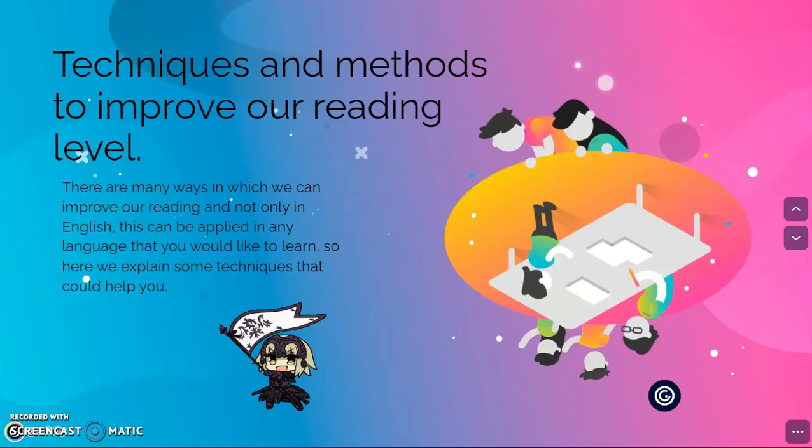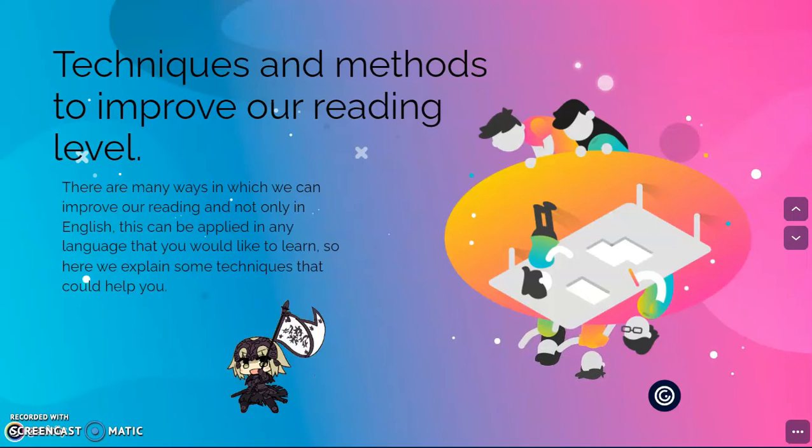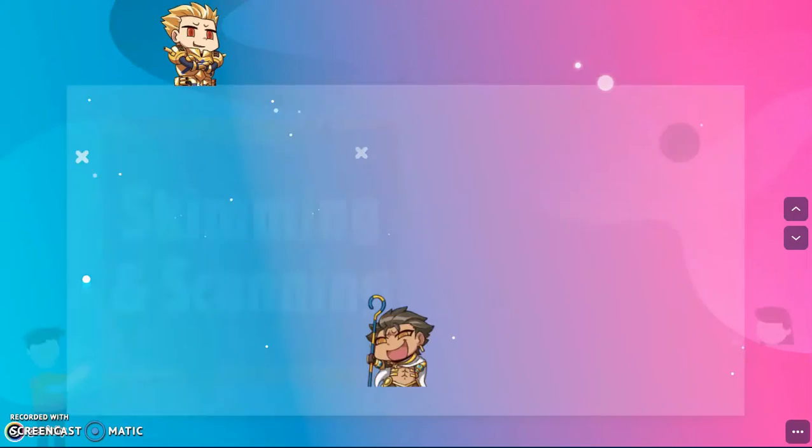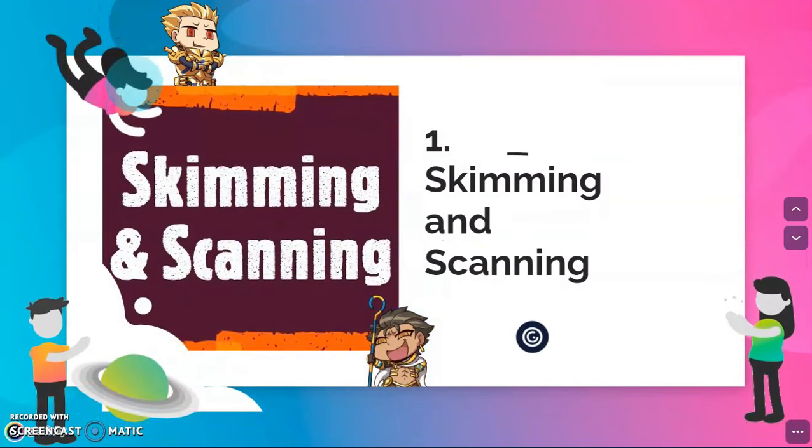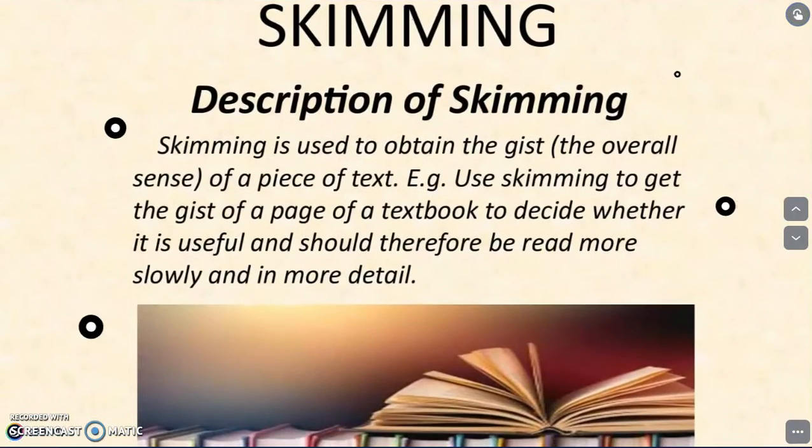Well, now we have the two techniques that, for me, are the best that you can use if you want to get a better level in English. No, sorry, a better level in reading. They are skimming and scanning. Basically, skimming consists of reading only the first and last paragraph of each page. That is the introduction and the conclusion.